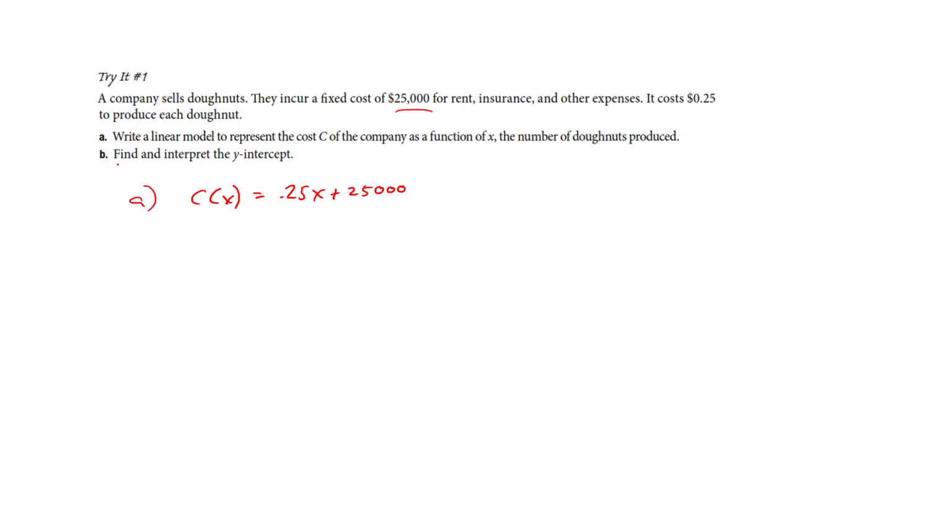Now we want to find and interpret the y-intercept. Well, the y-intercept is that initial cost. So in terms of this story, our initial cost, or our intercept, is about what happens when x is 0. X is producing each donut. So if we're producing 0 donuts, our upfront costs are $25,000. So that's what the story is. It's kind of obvious there.